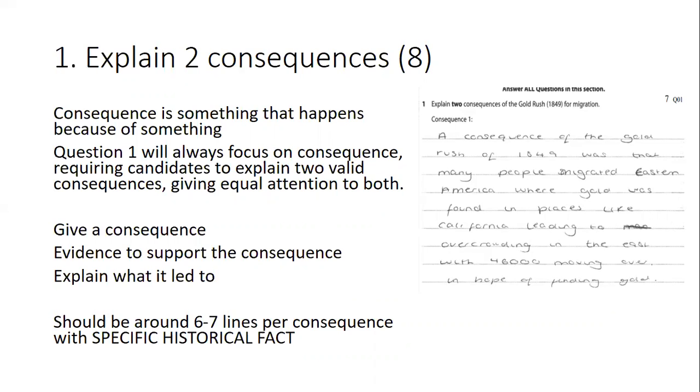Number 1, give a very clear consequence. Number 2, give evidence to support the consequence. And then number 3, explain what that evidence led to.